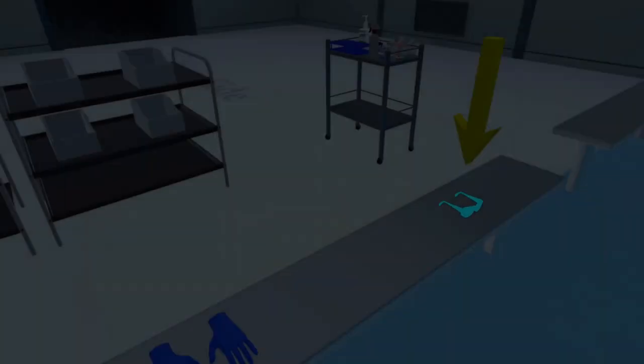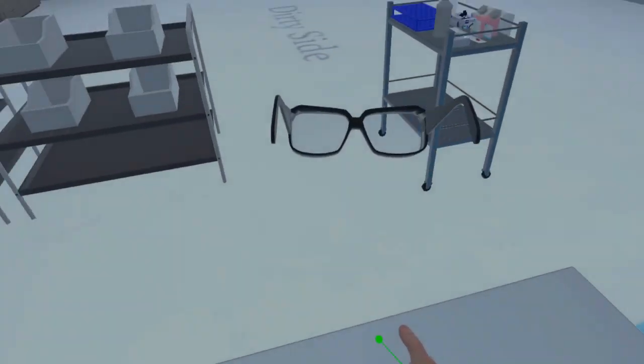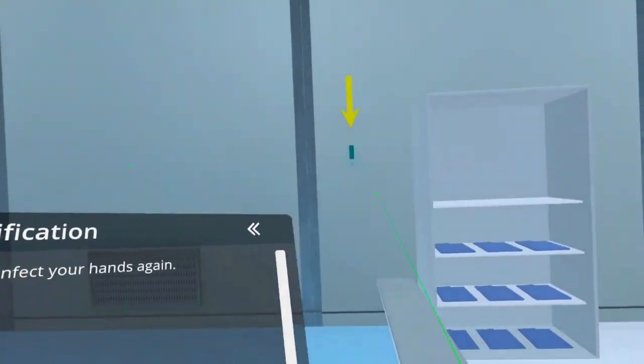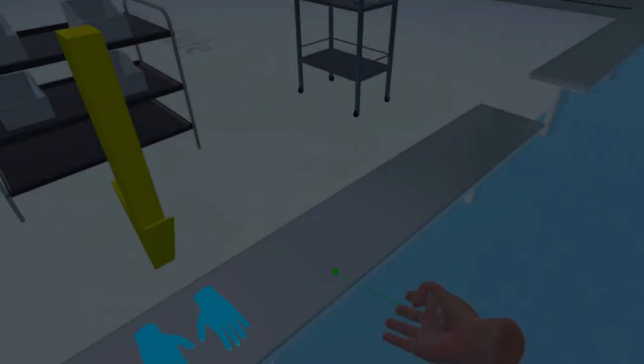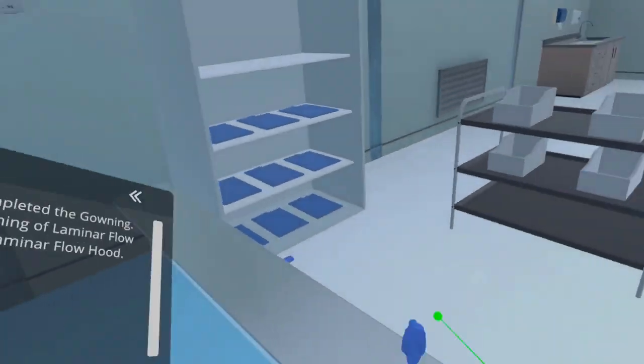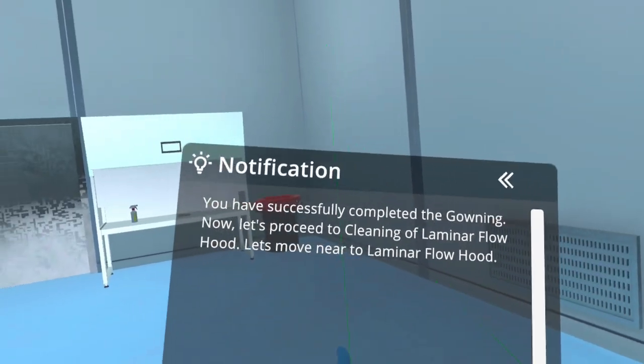Put on your glasses. Now, disinfect your hands again. Put on your gloves. You have successfully completed the gowning.